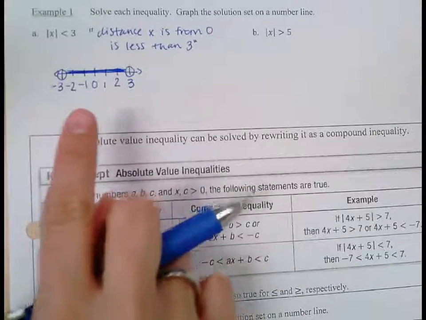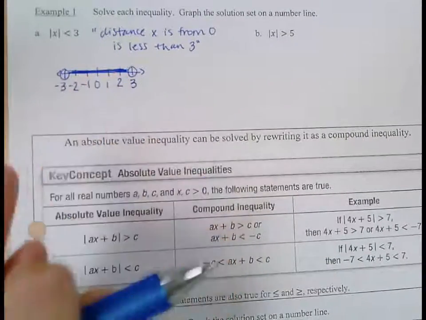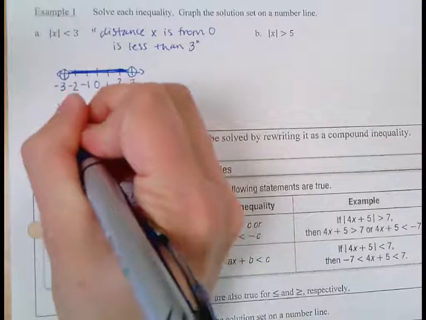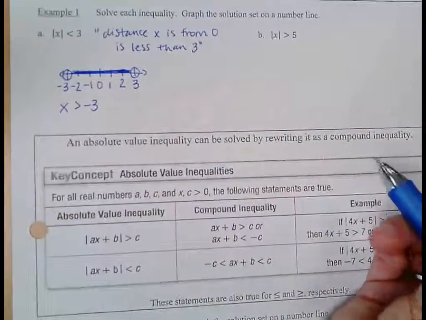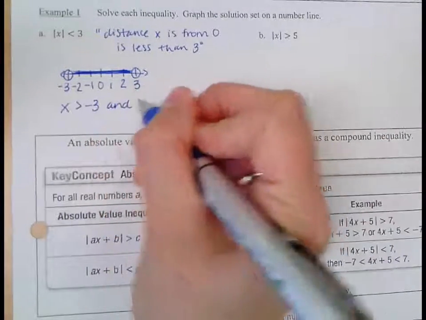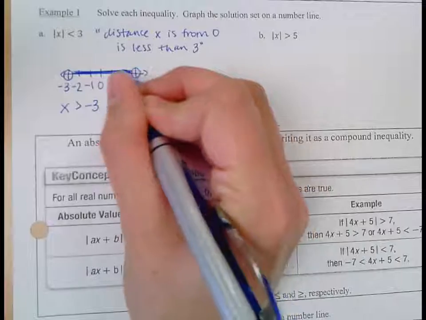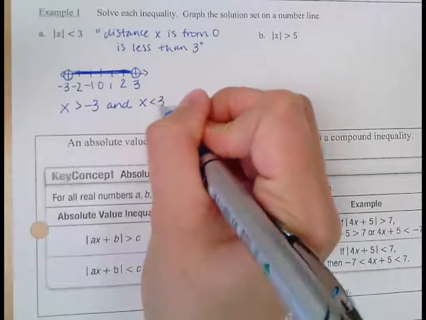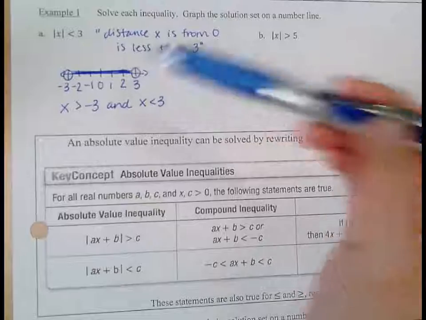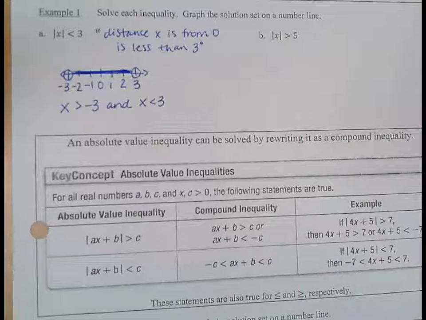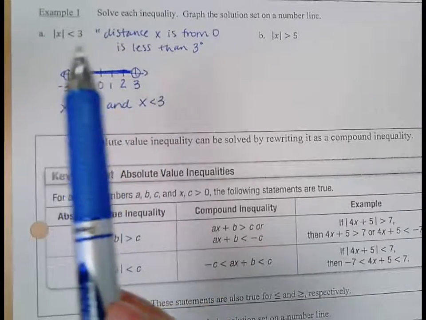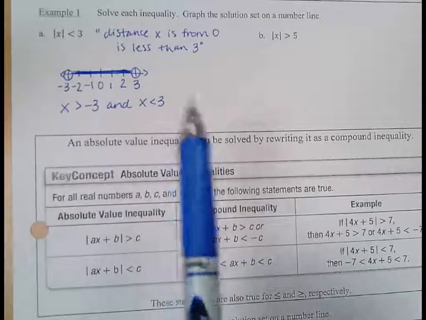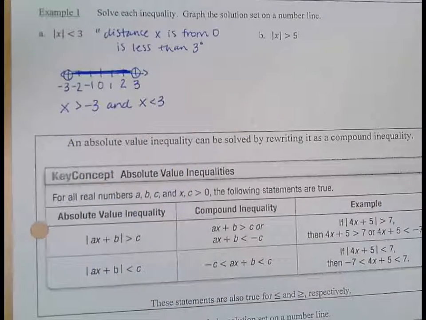So if we were to write this solution set, so this is the graph, the solution set would be that x can be any number that would be greater than -3, and x would also have to be less than +3. So all of these values that are shaded are greater than -3 and less than +3. But the main idea I want you to see here is that an absolute value inequality's solution is a compound inequality, which is what we reviewed yesterday.